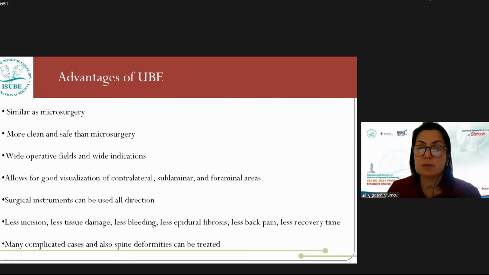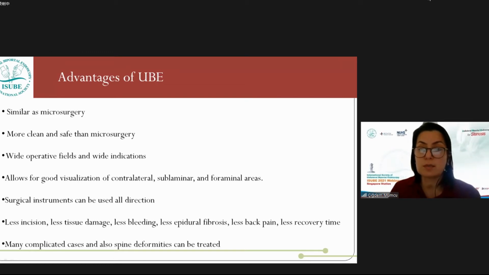Let's move on to talk about the advantages of UBE. The merit of UBE is that it is more familiar to spine surgeons. The endoscopic trajectory has the same steps as conventional microsurgery with a clear view. UBE provides good visualization of contralateral, sublaminar, and foraminal areas. We can use all surgical instruments without any limitations. So UBE has a wide spectrum of indications.